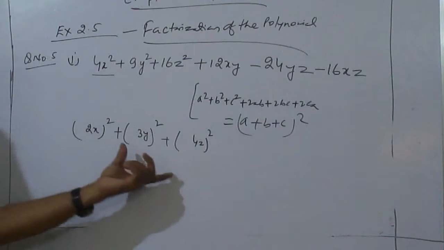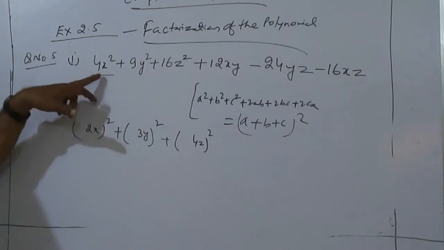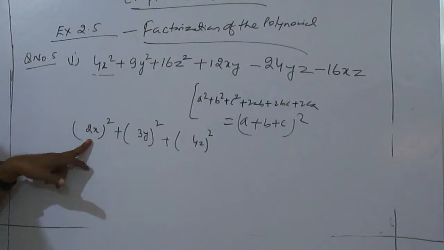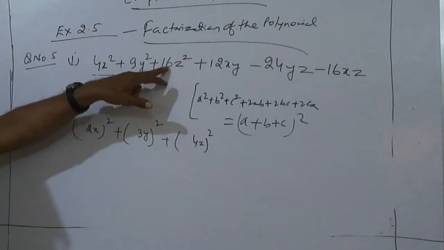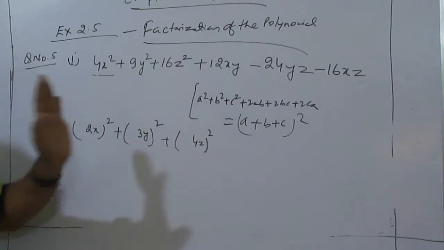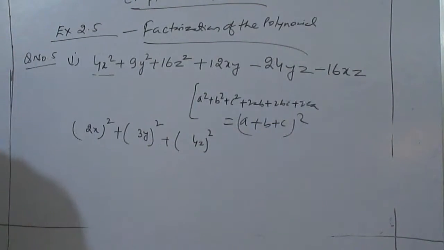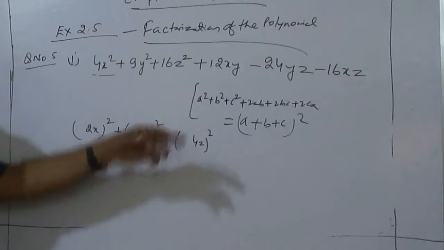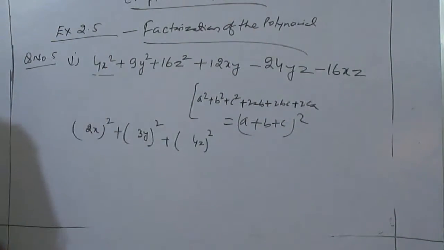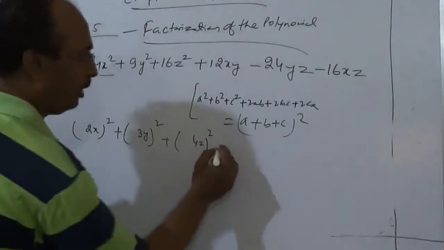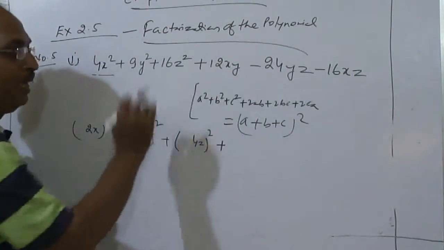Up till here any doubt in understanding? No doubt. 4x square we have written as 2x whole square. 9y square we have written as 3y whole square. 16z square we have written as 4z whole square. Okay? Right. Why have I left some spaces? Because we will identify from here which is minus. Okay. Now, plus. Now 12xy.